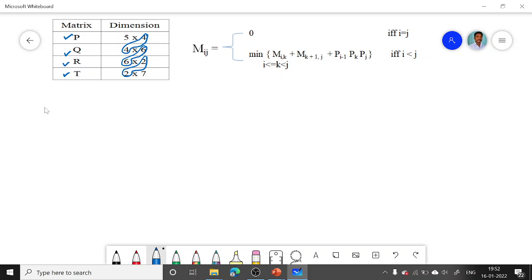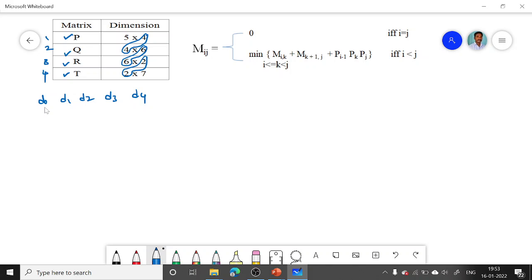Now, how many total dimensions we have? So better to note those dimensions. So D0, D1, D2, D3, D4. We have the four matrices: matrix 1, matrix 2, matrix 3, matrix 4. So remember, when we have the n number of matrices, the dimensions must be the n plus 1. And dimension number begin with 0 to n. So 4 matrices, dimension 0 to 4.